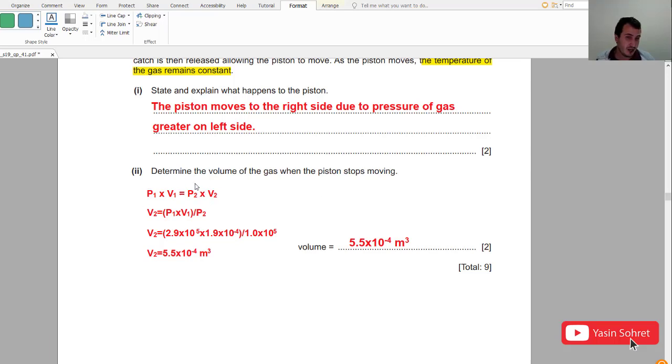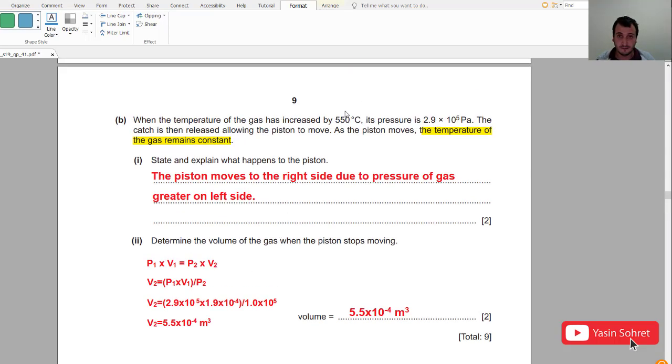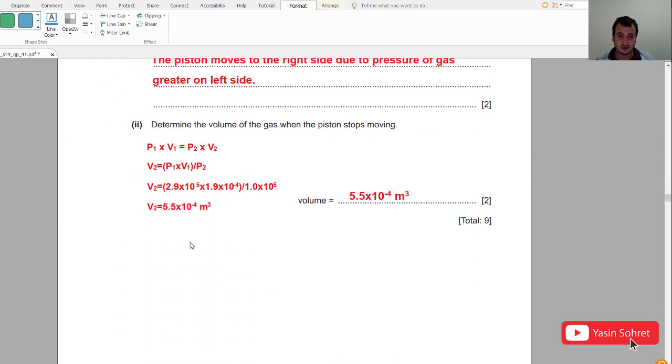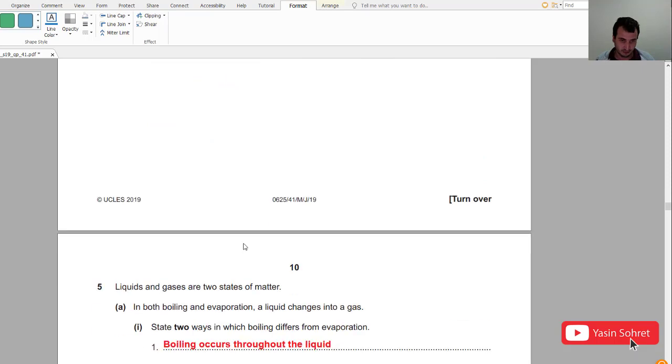With this equation of Boyle's law, pressure 1 times volume 1 is equal to pressure 2 times volume 2. So volume 2 is equal to 2.9 times 10 to the power 5, the pressure 1, times 1.9 times 10 to the power negative 4, the volume, over 1 times 10 to the power 5, which is the final pressure, the atmospheric pressure. So the final volume is going to be 5.5 times 10 to the power negative 4 meter cube.